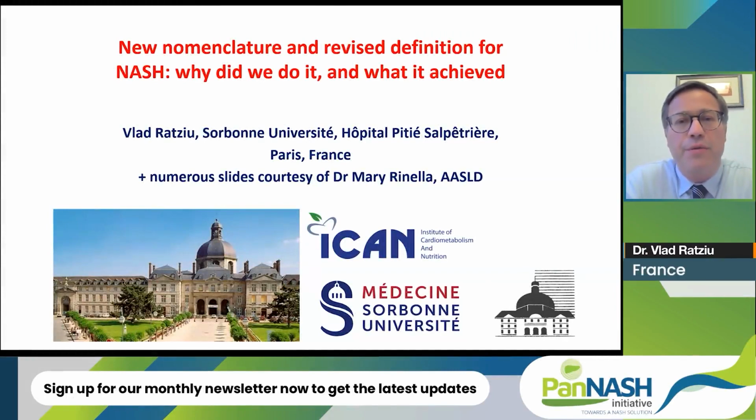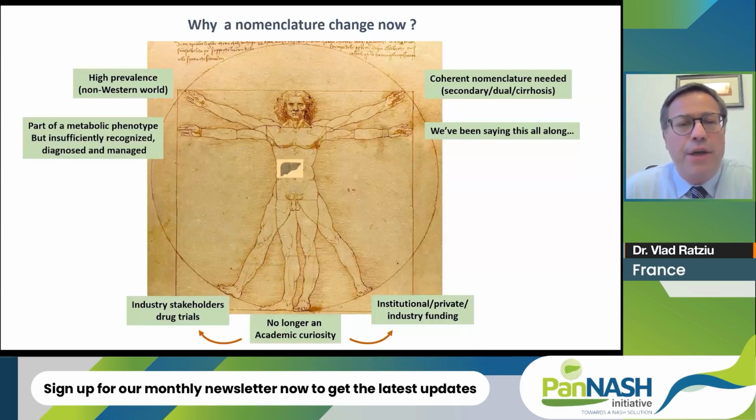And today I will present to you the new nomenclature for steatotic liver disease, why it was done, and what it will achieve. So, steatotic liver disease is now becoming a very prevalent disease, especially in the West, but also in other parts of the world. It is part of the metabolic phenotype, but is insufficiently recognized, diagnosed, and managed. It is no longer an academic curiosity, and there are many stakeholders, including industry and private organizations that grant a lot of money for research into this disease. And we do need a coherent nomenclature in order to cover all aspects of the disease. So those are the main reasons why it is a timely moment to do this new classification and nomenclature.